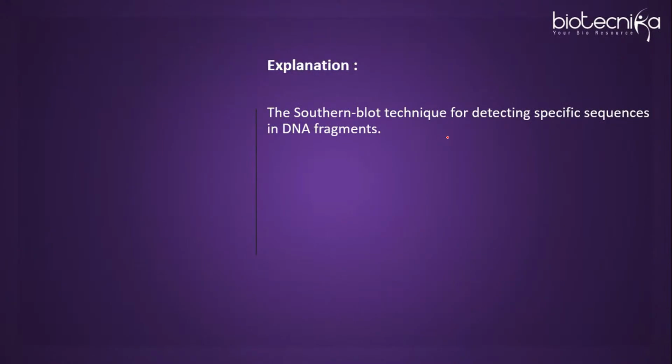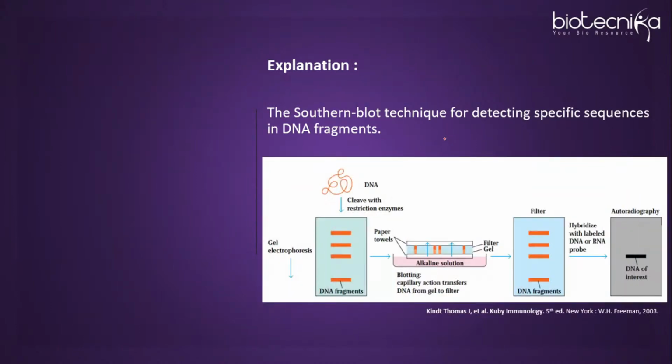So basically, as I told you in the beginning, you need to be familiar with the Southern blot technique to answer this question. Now, the Southern blot technique was developed by E.M. Southern in 1975. Using this technique, we can detect a particular DNA sequence in a DNA sample. So here on your screen are the key steps of the Southern blot technique. First, you need to have a DNA sample. You need to isolate the DNA and cleave it with restriction enzymes.